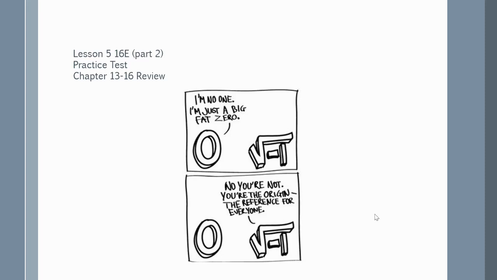And keep in mind that if you ever feel like zero, that you're really no one, remember that you're just as important as zero, because zero is the origin and it's the reference point for absolutely everyone.